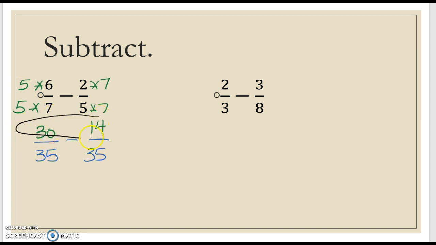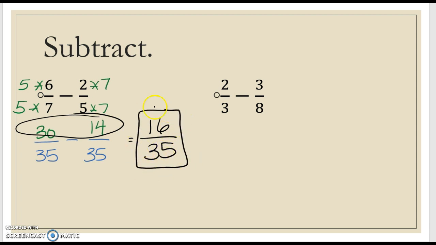Once we've got that, we're going to look at our numerators. Instead of adding like we did in our addition problem, here we're actually going to subtract. So 30 minus 14 gives us 16. We've got 16/35 as our answer. So again, we've got another subtraction problem. I'd like for you to pause the video, try it on your own, and then we'll walk through it together.